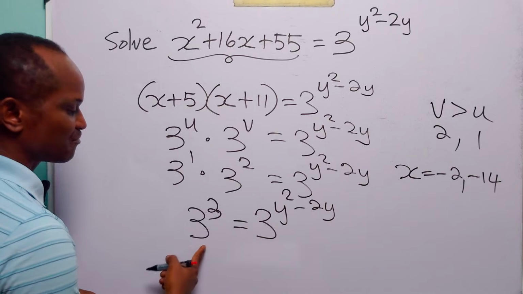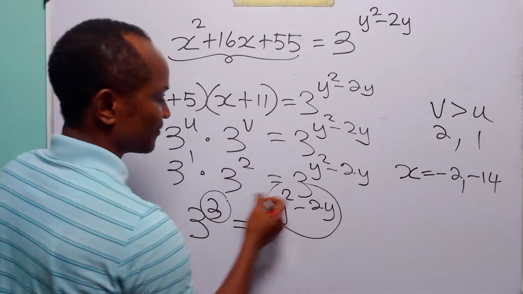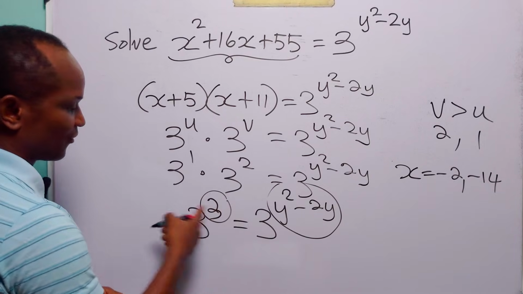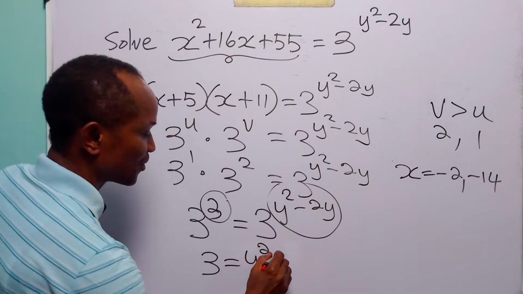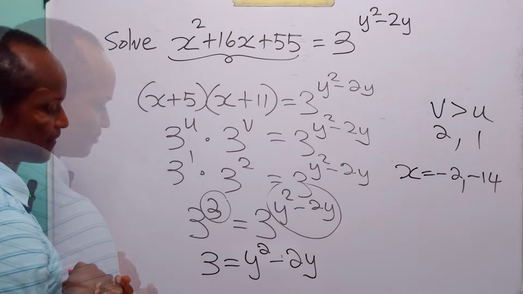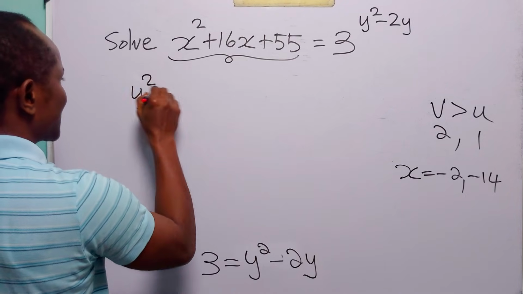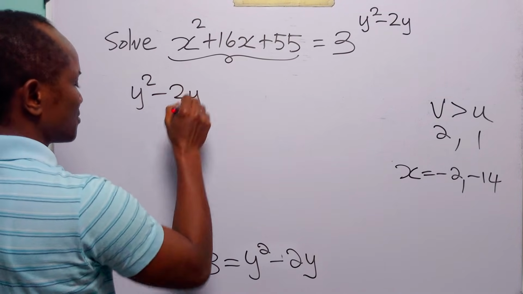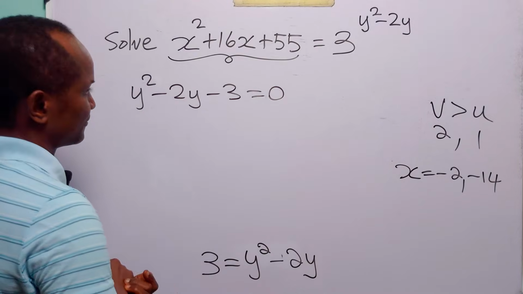Now that we have the same base on both sides of the equation, we can equate the exponents. And of course, from here we have that 3 is equal to y squared minus 2y. Rearranging this quadratic equation, we have y squared minus 2y minus 3 is equal to 0.